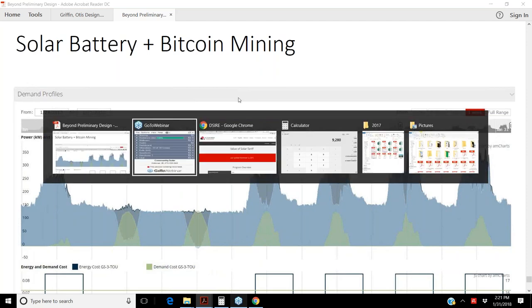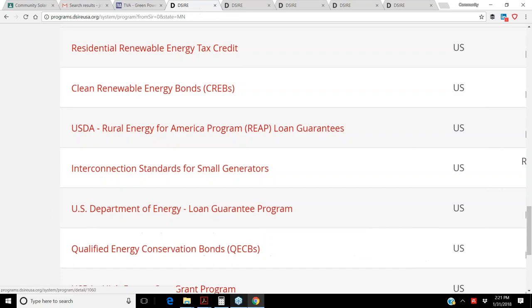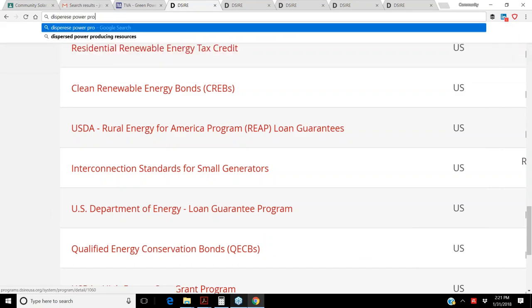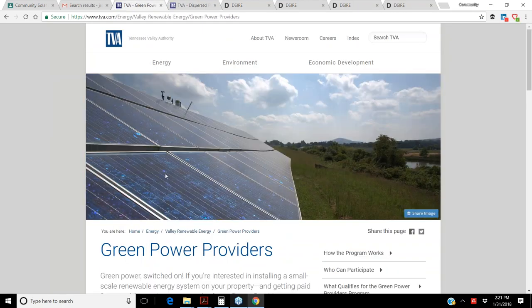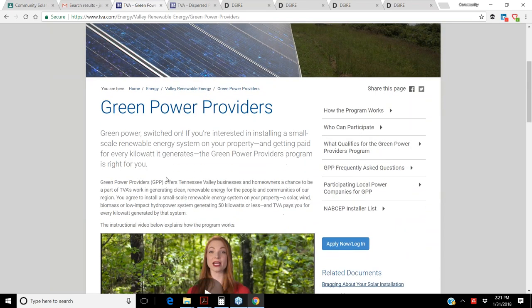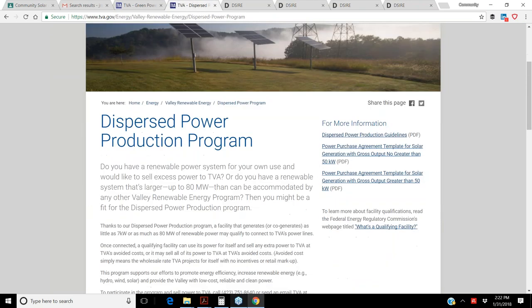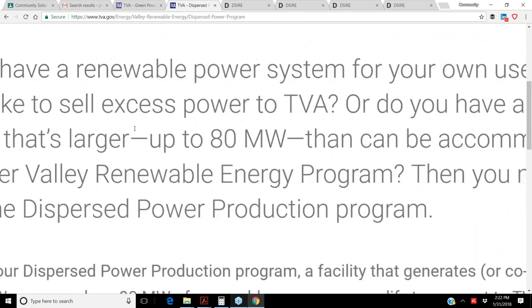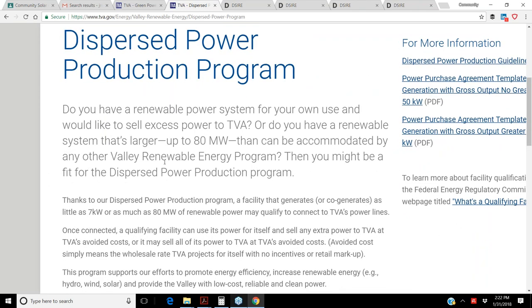And then lastly, here I am in Tennessee, and I have a customer who wants to use his solar array as backup power, and there's two programs in the TVA. One is the Green Power Provider program, where you plug the array directly into the grid, and you get about 9 cents for it. And then the other program is the Dispersed Power Program, which is a program for projects up to 80 megawatts in size. And it's also the same program for doing a 3-kilowatt roadside connection residential solar array. So the same program for an 80 megawatt project is the same program for a 3-kilowatt project.